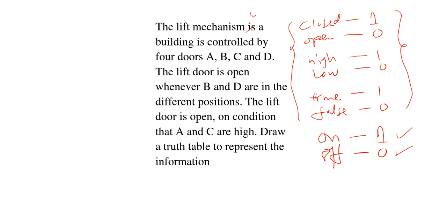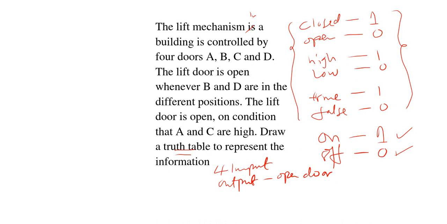So here we have 4 doors, and in truth table logic, these are the same as 4 inputs, whereby the output is the open door. The output is the open door because the question is talking of when the lift door is open. That is logic 0.